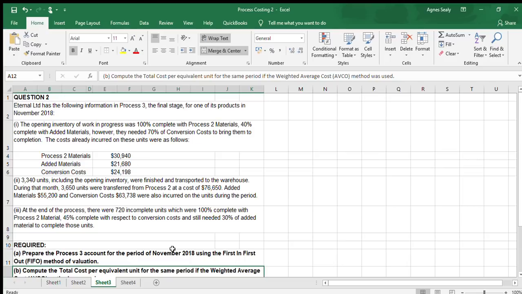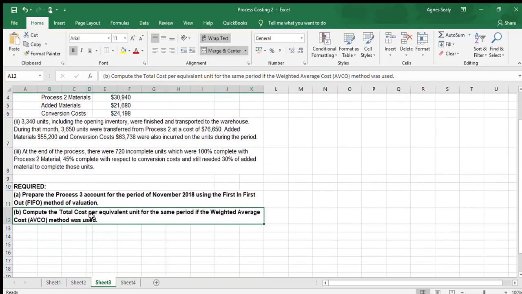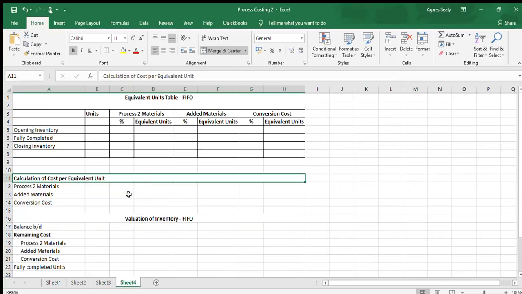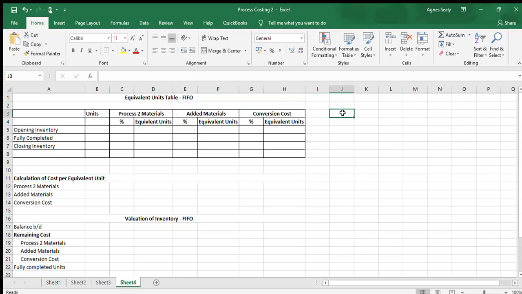So let's look at this question, because the question is asking us to prepare the process 3 account using the FIFO method of valuation. And then we have to compute the total cost per equivalent unit for the same period if we had used the weighted average. I have already started to prepare the tables here. So let's look at our opening inventory.